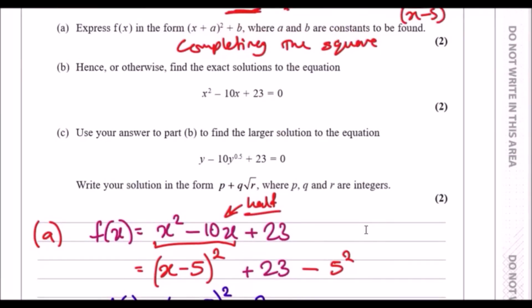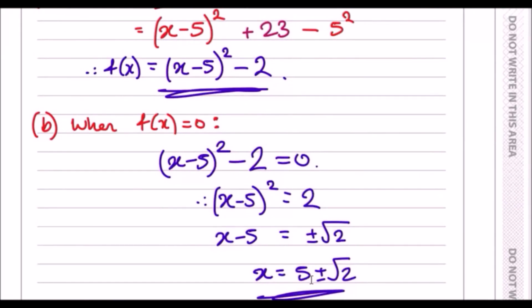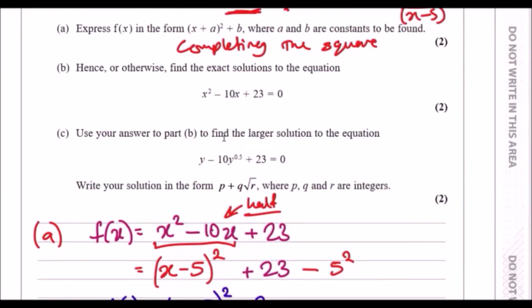Now part C. Using your answer to part B, so this result here for x, find the largest solution to this equation. Oof. When you look at this head on, it looks a bit intense, but really it's just the first equation with the powers halved. So instead of x squared, you get y. Instead of x, you get y to the power half, or 0.5.